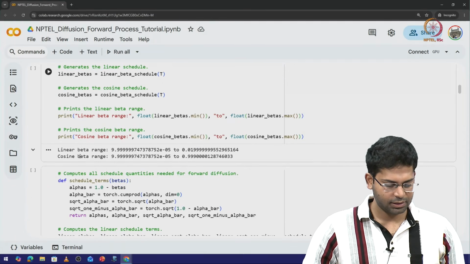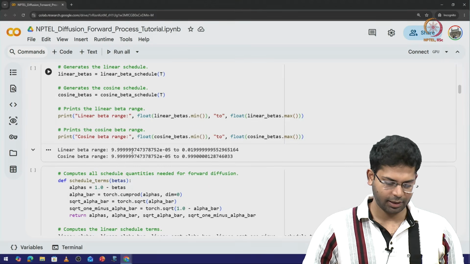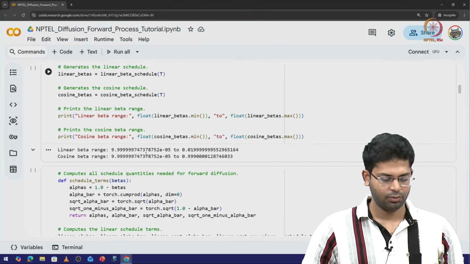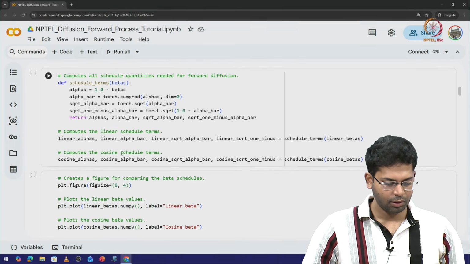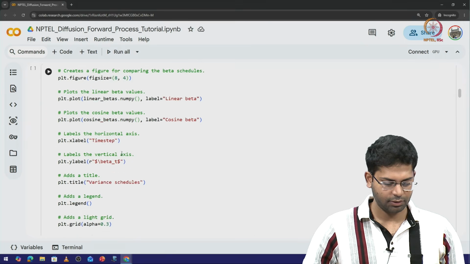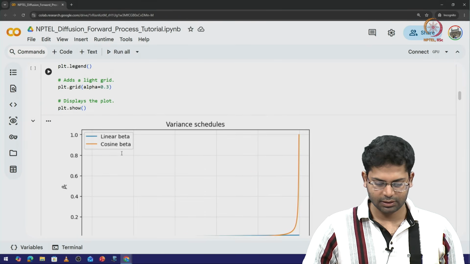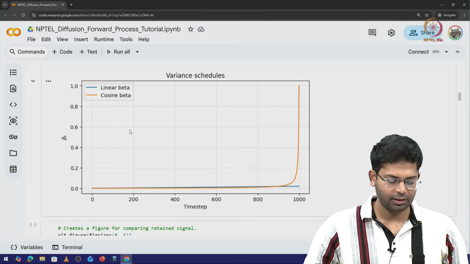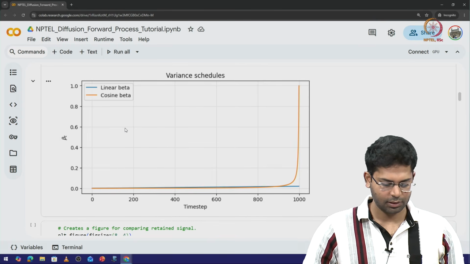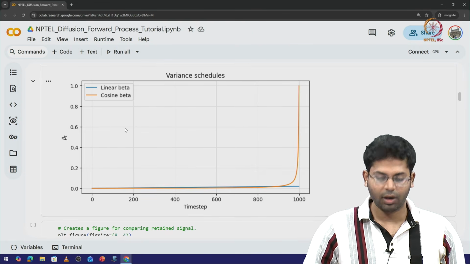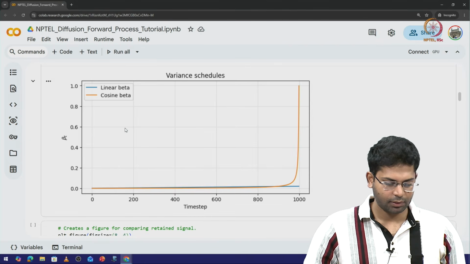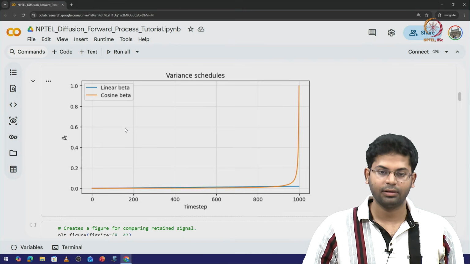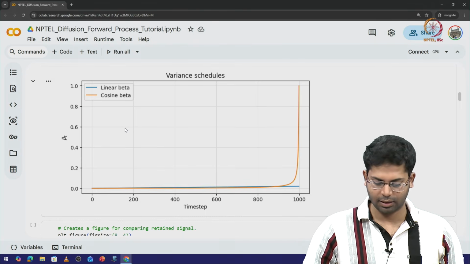Now, you can see that both ranges, starting and end points, are the same, it goes from 0 to 1. Now you can essentially plot these schedules, and you can see how these steps vary. You can see that the linear beta stays the same from the starting time step to the end time step. It stays uniform at 1 upon 1000 obviously, and the cosine beta starts with a smaller value and then slowly increases with the increasing time steps.